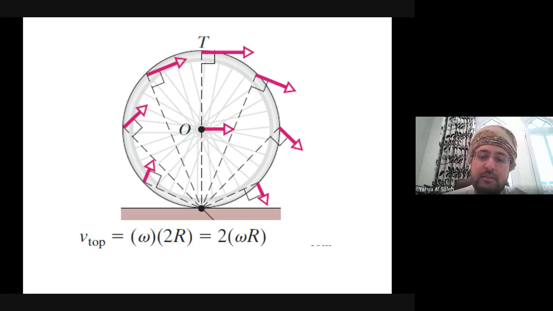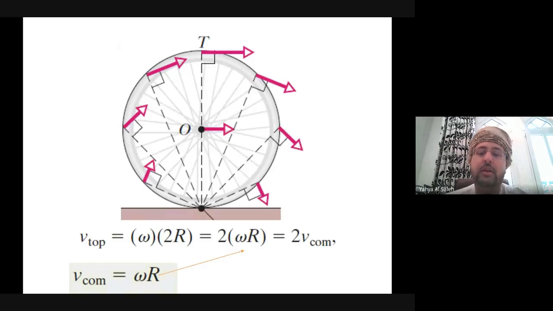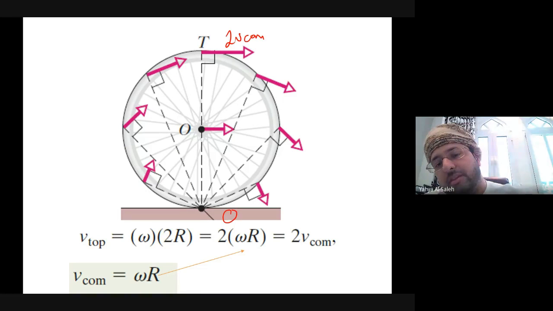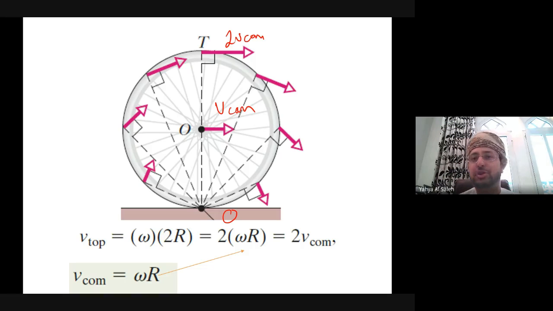And the reason is that at the top, it's going at 2 VCOM. At the bottom, it's going at 0, and this is at VCOM. So when you're trying to take a photo, your shutter can only focus on one of these things. At what speed would you like me to focus? Something that is not moving, something that is moving a little bit, something that's moving much faster.